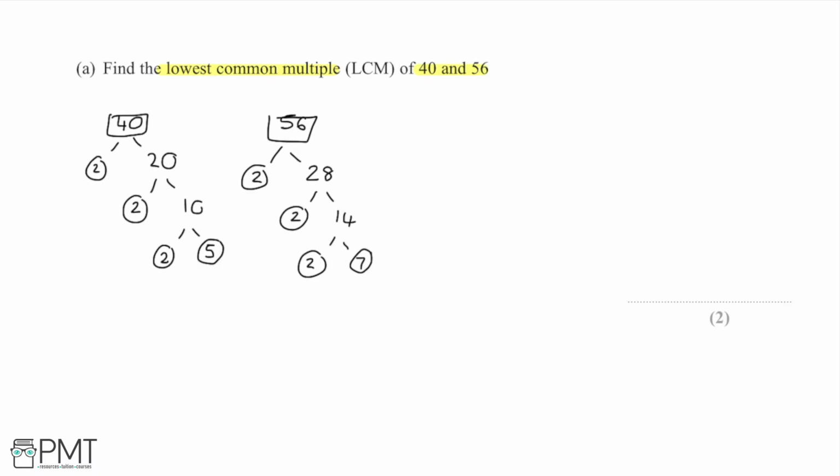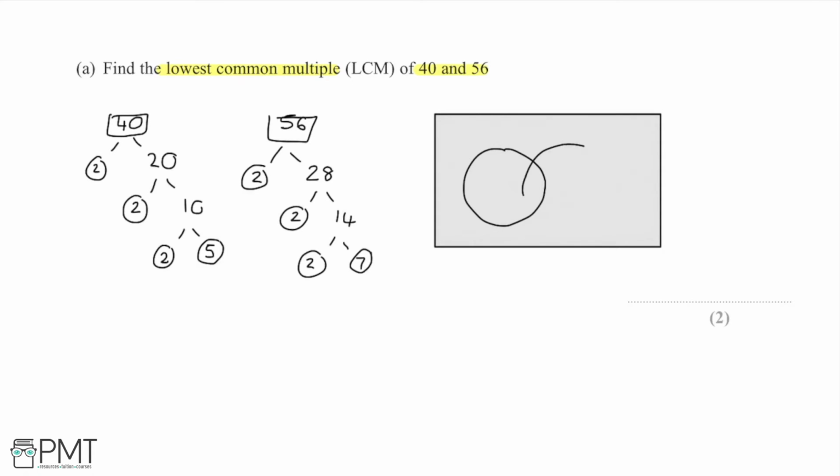Now to find the lowest common multiple of these, I'm going to put them into a Venn diagram. So I take a Venn diagram with my two circles, and I'll label this one 40 and this one 56. Now I can put my prime factors in here. As you can see, we've got 3 2's that are the prime factors of 40, and also 3 2's for 56. So these can go in the intersection of the Venn diagram, the points where they cross. I can put in the 3 2's.